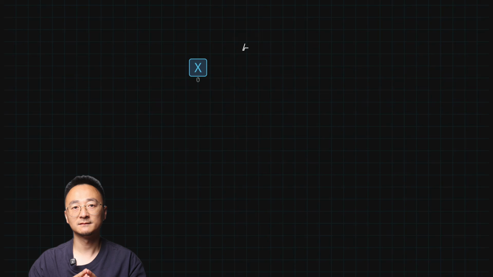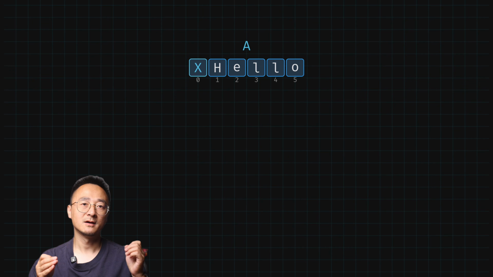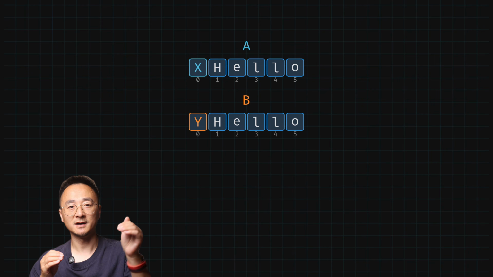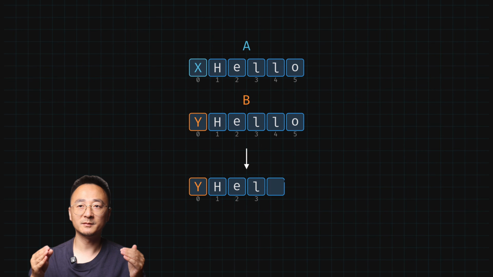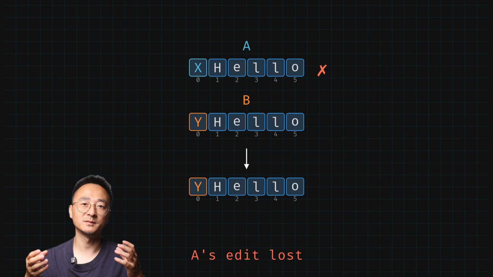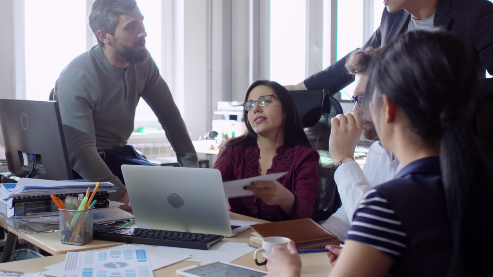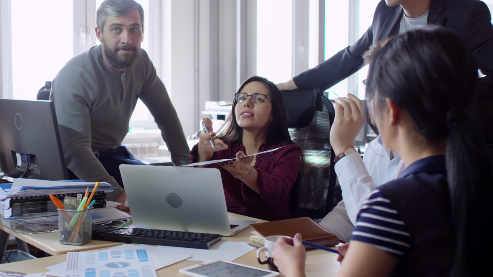A very simple approach is last write wins. User A has X hello, user B has Y hello. When merging, we simply choose one version and discard the other. If B's update arrives last, the final state becomes Y hello, and A's edit is lost completely. This approach is simple to implement, but it clearly breaks collaboration. One person's work disappears. For real-time editors, this is not acceptable.